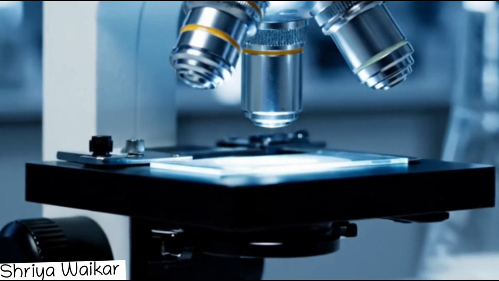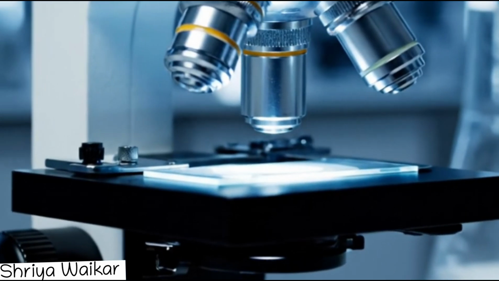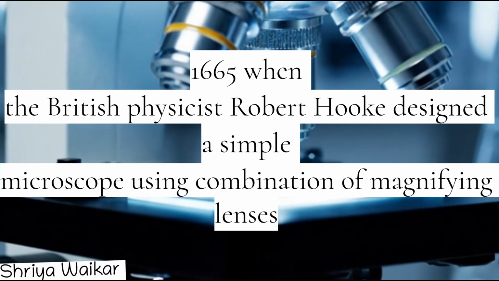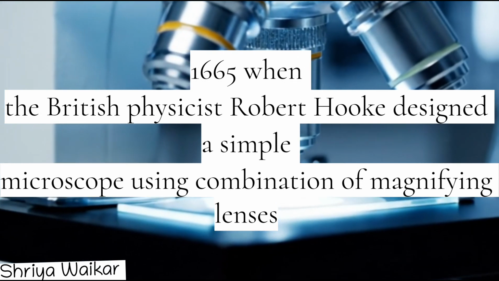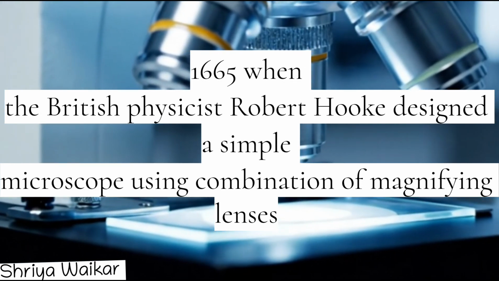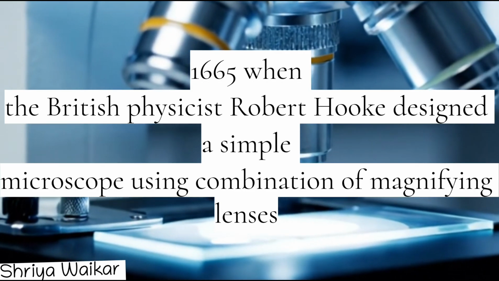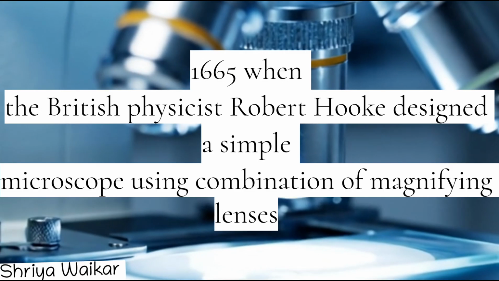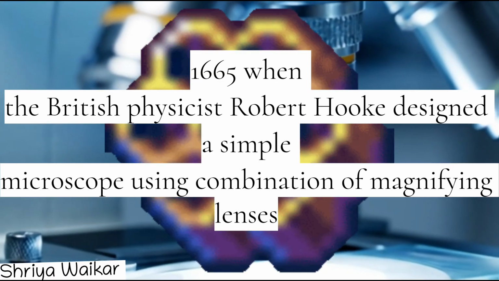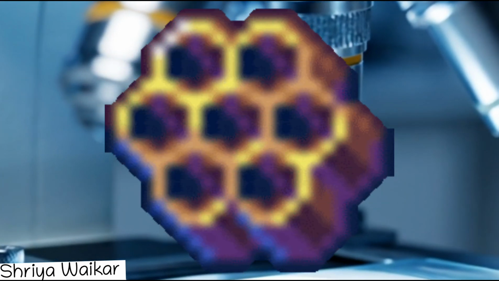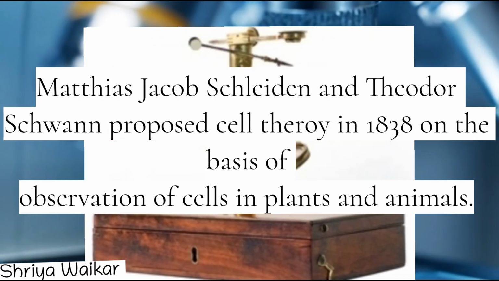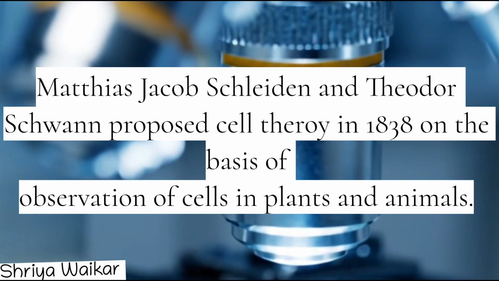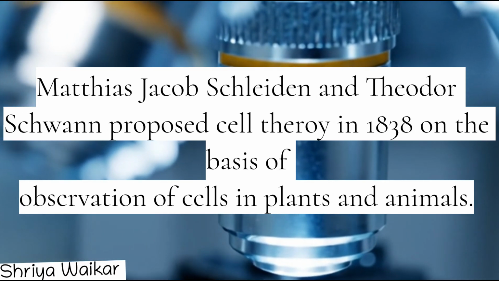So, the first microscope dates back to 1665. Do you know who designed the first microscope? Robert Hooke designed a simple microscope using a combination of magnifying glasses and observed a slice of cork, and coined the term cellula, or cell, for the honeycomb-like structure. Matthias Schleiden and Theodor Schwann proposed cell theory in 1838 on the basis of observation of cells in plants and animals.